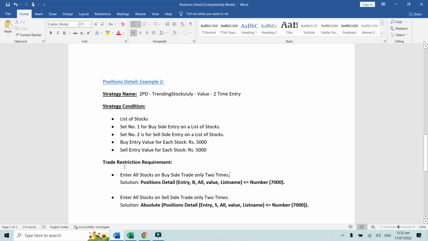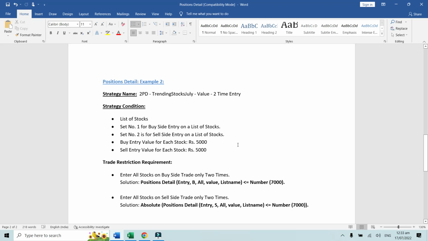All right, and the formula that we will be using for entering into the buy side is basically positions detail entry buy all value with the list name is less than equal to number 7,000. For the sell side it will be absolute, because the reason why we use the absolute keyword on the sell side is that the positions detail entry sell all value list name will essentially be negative, right? When we are selling the stock, it's basically minus. So in order to nullify that minus, we are using the keyword absolute, and we can use the same number, like less than equal to number 7,000, on the sell side as well.